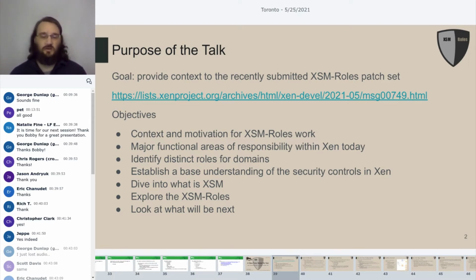As the objectives of this talk, as we dive into this, I'm going to go over the context and the motivation of the XSM roles work. We're going to dive into what the major functional areas of responsibility within Xen are today, identify the distinct roles for domains that take on or are delegated those responsibilities, and establish a base understanding of the security controls in Xen today. From there, we'll go into what exactly XSM is, and then explore how that drives down.